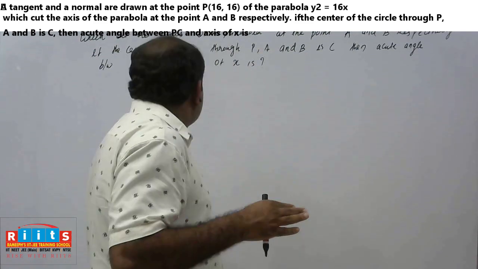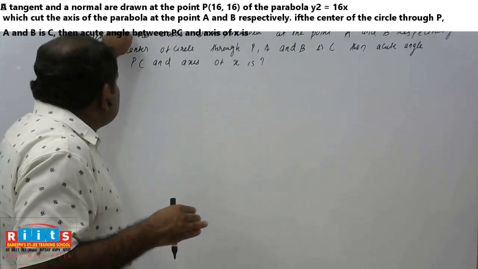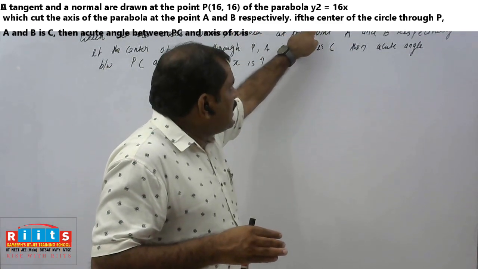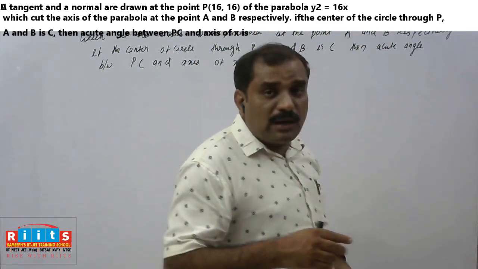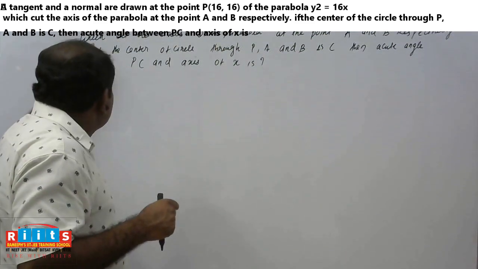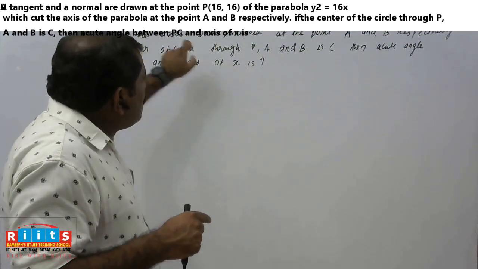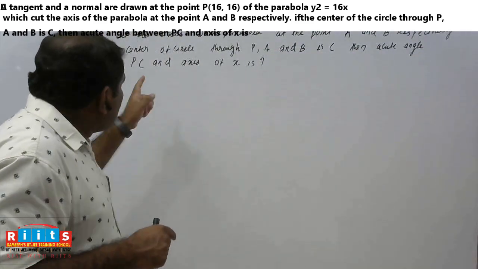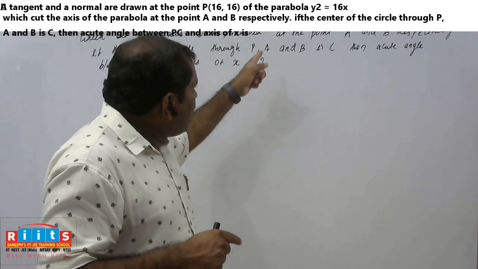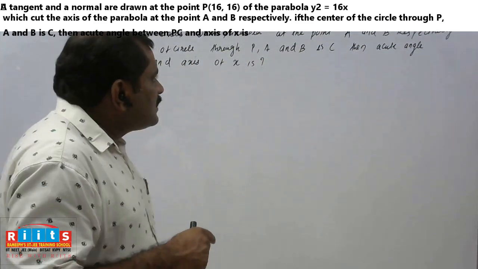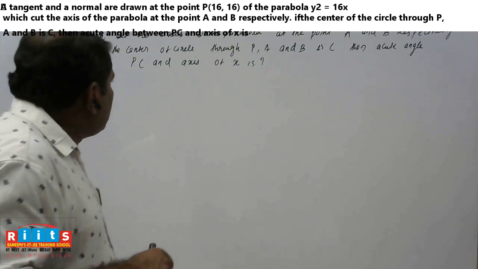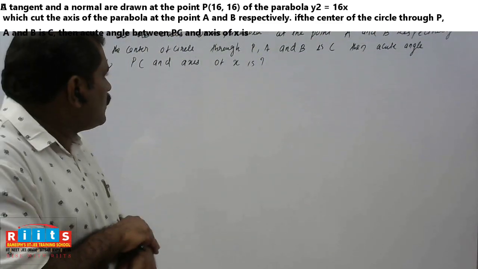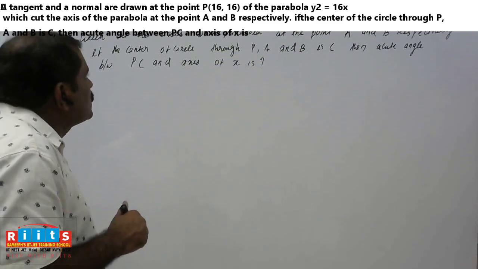Our next question, question number 8. A tangent and a normal are drawn at the point P (16, 16) of the parabola y square is equal to 16x, which cut the axis of the parabola at the points A and B respectively. If the center of the circle through P, A and B is C, then the acute angle between PC and the x-axis is. First of all, draw a figure.